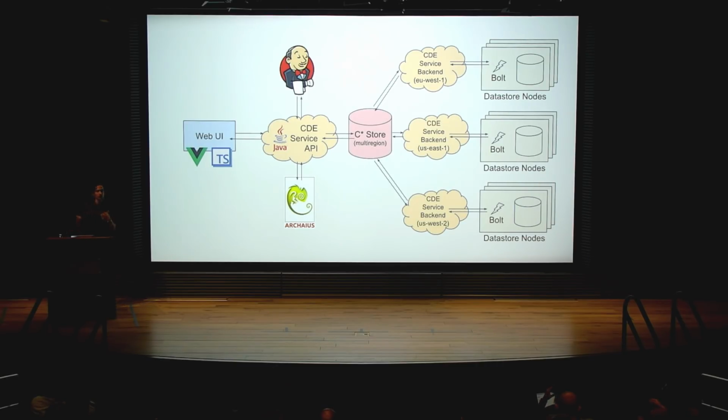And then a lot of the data that we gather from users as well as what the team specifies goes into a multi-region Cassandra store. And then there are these three regional, what we call backends, which are then talking to all of the different data stores across, like, all the nodes in all of the data stores that we have.